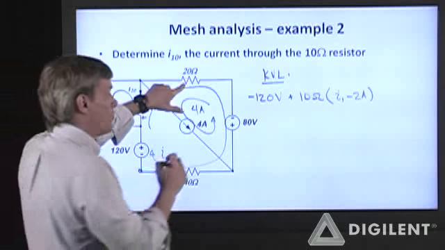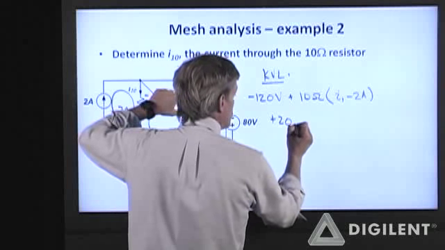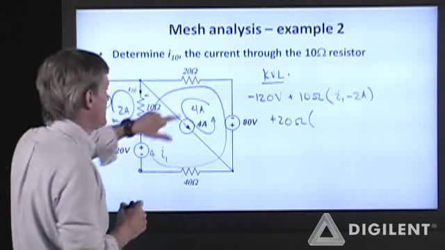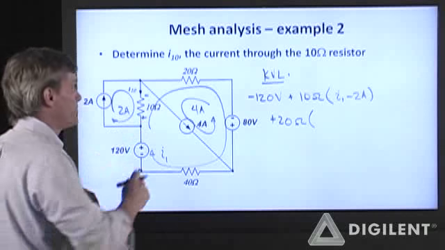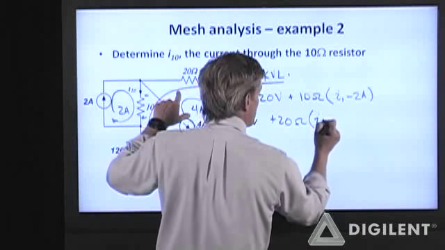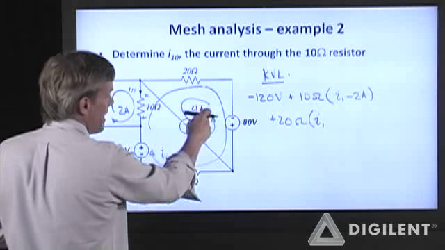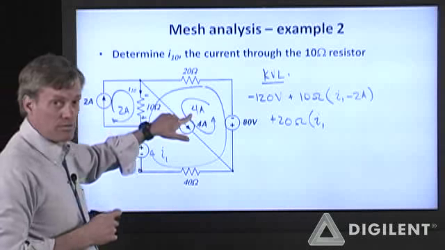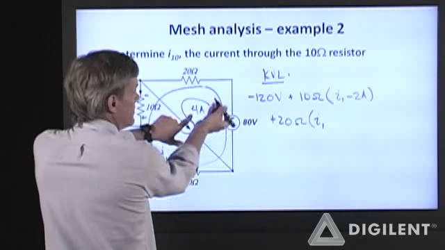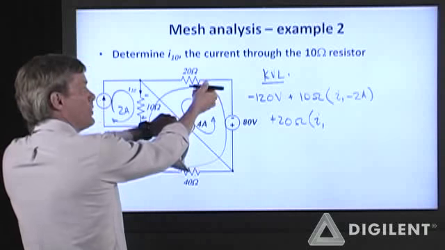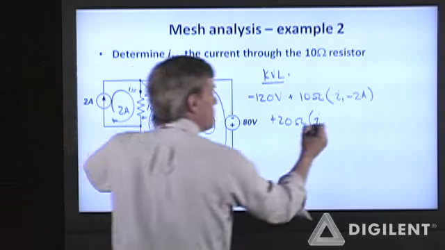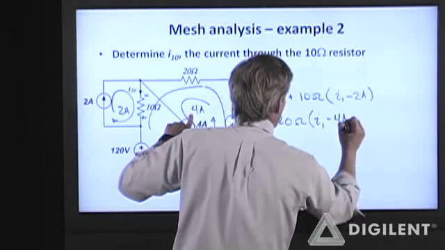Next thing we hit is this 20 ohm resistor. Its voltage is the resistance times the total current passing through it. I have I1 passing through it, and I also have this 4 amp constrained loop going through it. However, the 4 amp constrained current is going right to left up here, so it is actually a negative contribution.